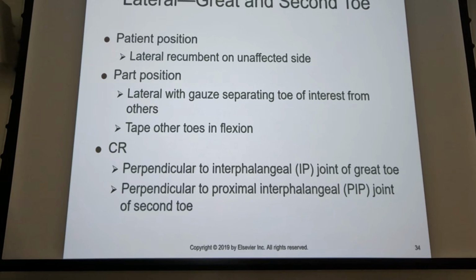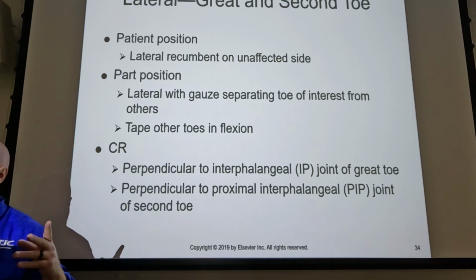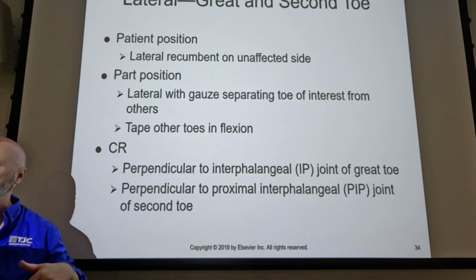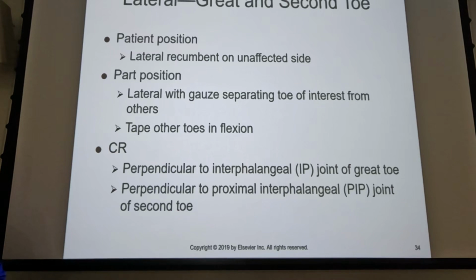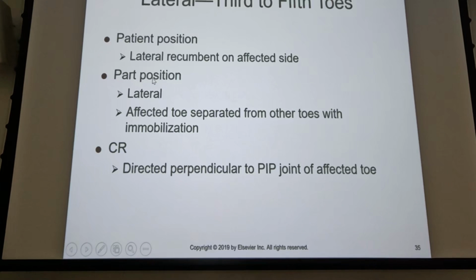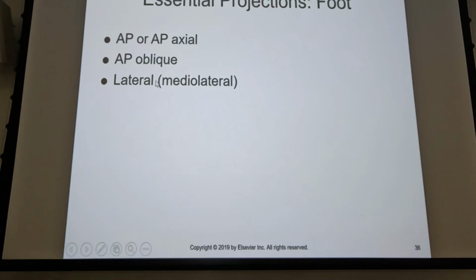So you remember in hands, the lateral that we did depended on where the finger was, right? So if it was second finger, we would do it with the lateral side down. And the same thing applies to the toes. If we're looking at lateral toes, if we're looking at 1 and 2, we're going to put the medial side down. If we're looking at 3, 4, and 5, we're going to put the lateral side down. Okay? So individual toes for lateral, for the AP axial and the medial oblique, we're going to do all toes at the same time. Okay? Any questions on toes?